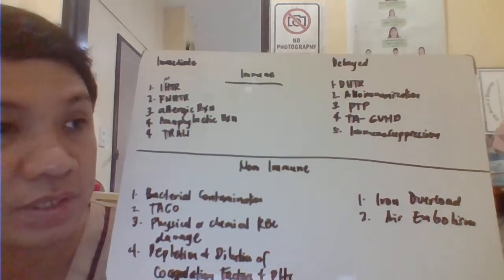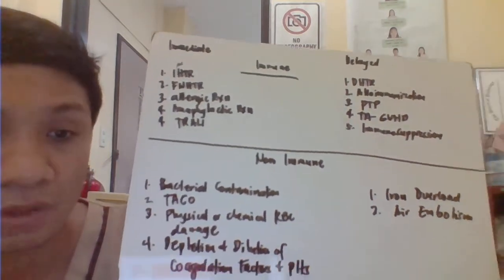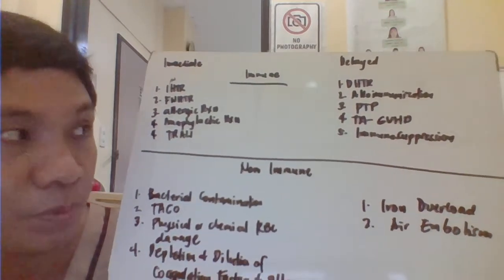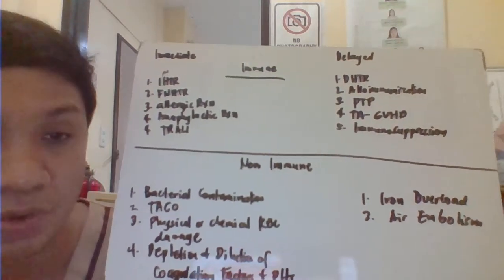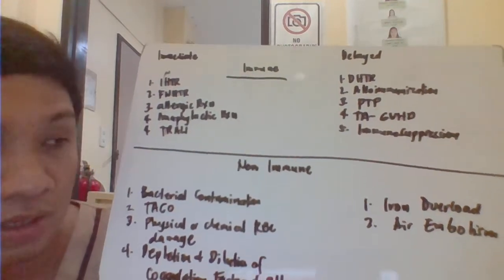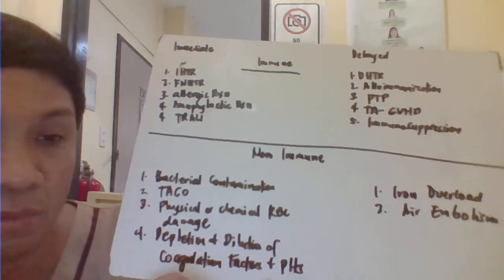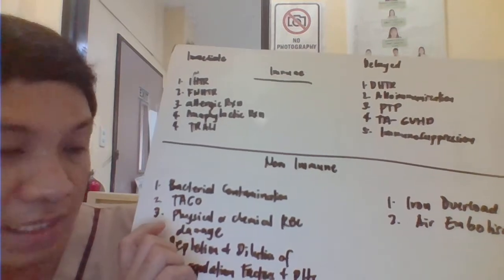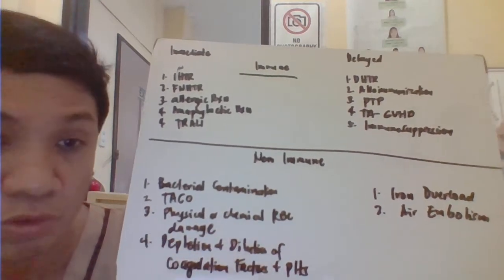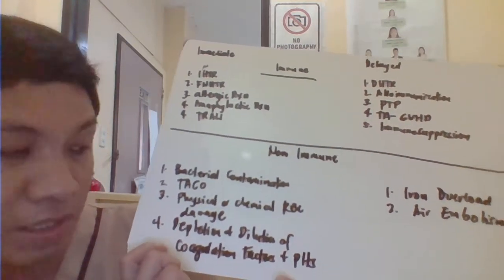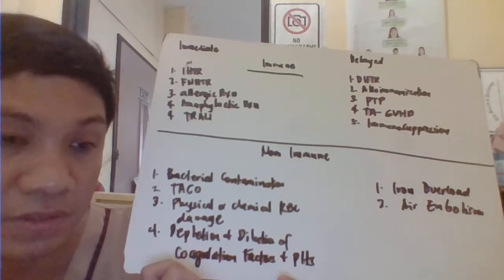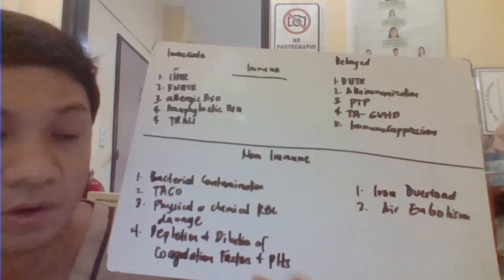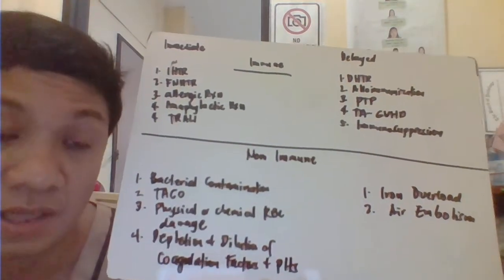On the other hand, the immune delayed reactions include the following: delayed hemolytic transfusion reaction, alloimmunization, post-transfusion purpura, transfusion-associated graft versus host disease, and immunosuppression. The non-immune immediate ones are bacterial contamination, transfusion-associated circulatory overload, physical or chemical damage to your blood products like exposure to high temperature, and depletion and dilution of coagulation factors and even platelets. The non-immune delayed ones are iron overload and air embolism. So we're going to discuss each of these different transfusion reactions.